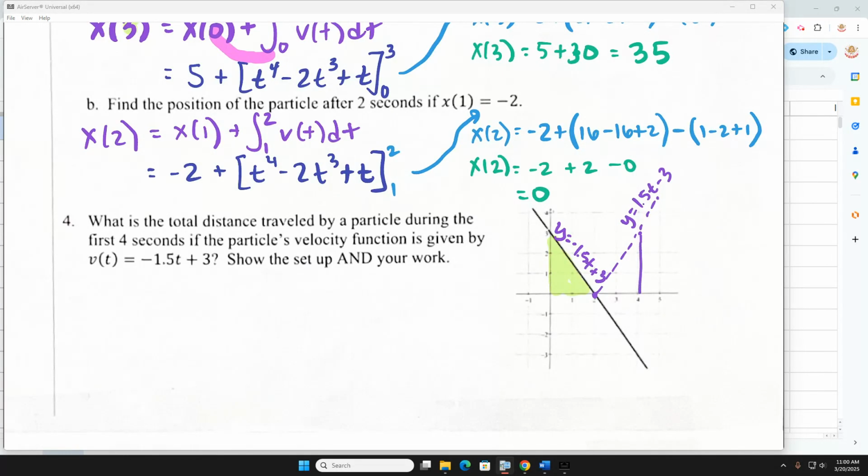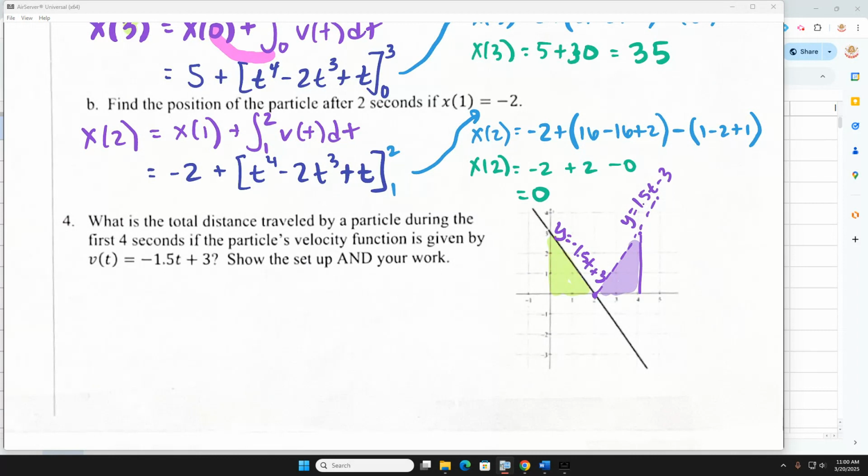In this area, which we can definitely find, but it does tell us to set up an integral and show our work. So I'm going to set up the integral. I'm just trying to think of, if you have a graph of it, showing your work could be just finding the area. I think that's fine.